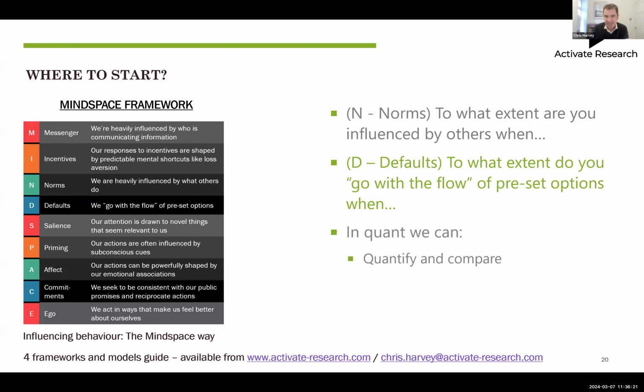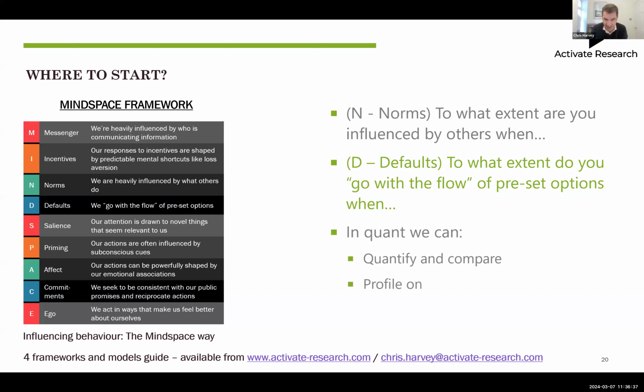So asking about this quantitatively can be very valuable. It can help us, for example, first of all, quantify and compare the size of these effects. So is social norms, for example, a bigger driver than defaults on people's behaviour in this particular situation?